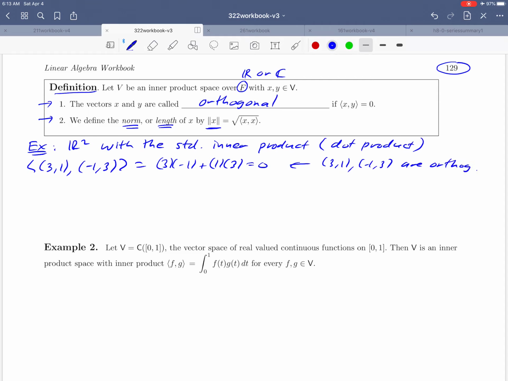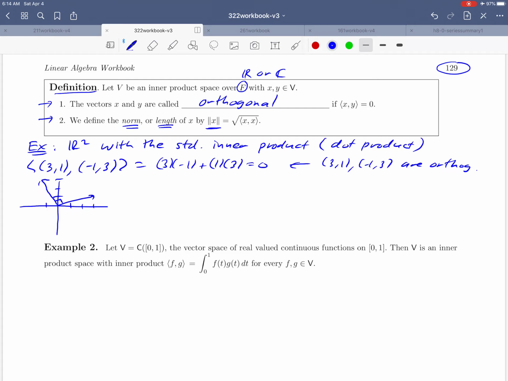Okay, and you could see that if you just sketched a brief graph here. So (3, 1) is this vector, and (-1, 3) kind of looks like that. And you can see that we've kind of got a 90-degree angle between those vectors.